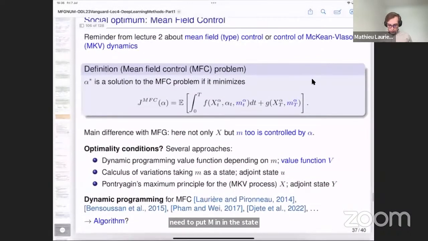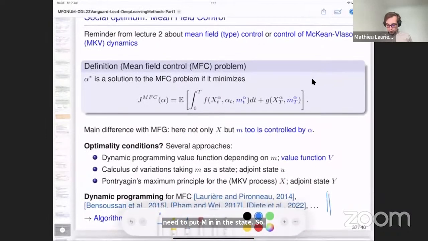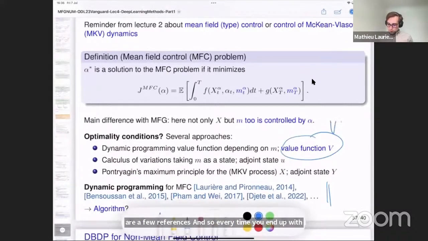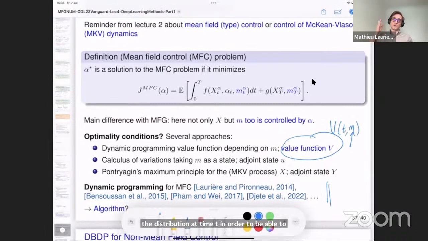If you want more details on dynamic programming, here are a few references. Every time you end up with a value function, which is going to be a function of basically T and M, because you need the distribution at time T in order to be able to restart the problem from time T, right? If you want to restart the mean-field control problem from time T, and I only tell you the state X, well, you don't know what the distribution is, so you will not be able to predict your future costs, right? So if you want to compute the cost, you need to know the current distribution at time T.